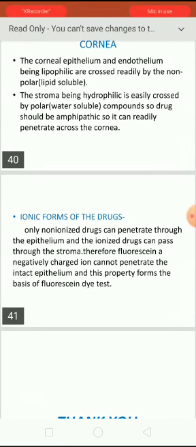The ionic forms of drugs. Only non-ionized drug can penetrate through the epithelium as it is lipid soluble, and ionized drug can pass through the stroma as it is water soluble. Therefore, fluorescein is a negatively charged ion, so it cannot penetrate the intact epithelium, and this property forms the basis of the fluorescein dye test.